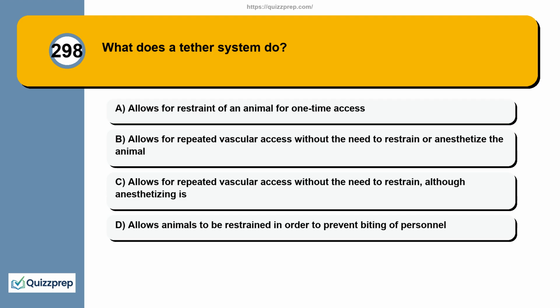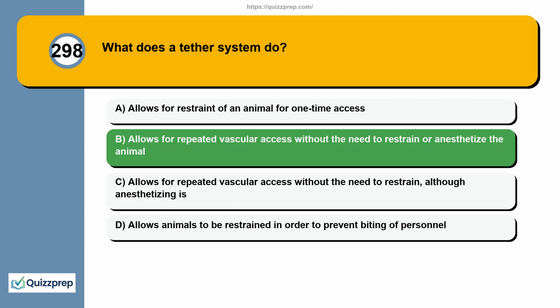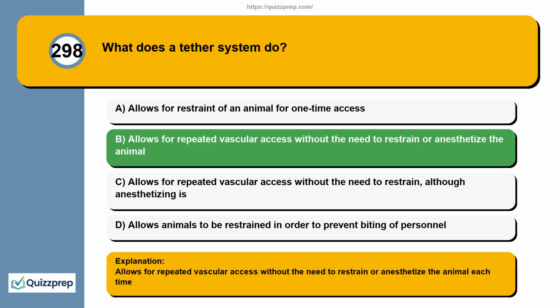Question 298. What does a tether system do? Option A. Allows for restraint of an animal for one-time access. Option B. Allows for repeated vascular access without the need to restrain or anesthetize the animal. Option C. Allows for repeated vascular access without the need to restrain, although anesthetizing is required. Option D. Allows animals to be restrained in order to prevent biting of personnel. The correct answer is option B. Allows for repeated vascular access without the need to restrain or anesthetize the animal each time.